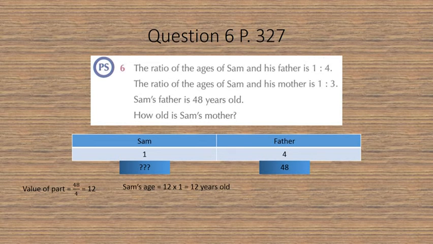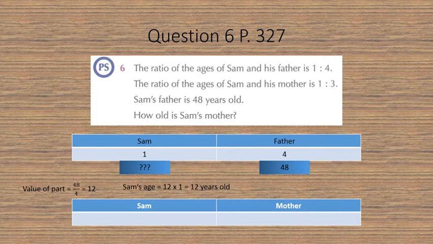So the second part of the question, the second line, you read here that the ratio of the ages of Sam and his mother is 1 to 3. So why don't we write this in ratio format, Sam to his mother, 1 to 3. And write down Sam's age under Sam's column. So it's 12 years old. Again, I'm searching for the complete column, which is Sam's column. So get the value of a part, 12 divided by 1 equals 12. This is the value of a part, multiplied by his mother's ratio, which is 3. So his mother's age equals 3 times 12 equals 36 years old.